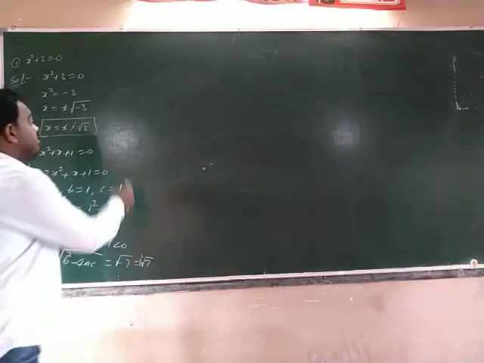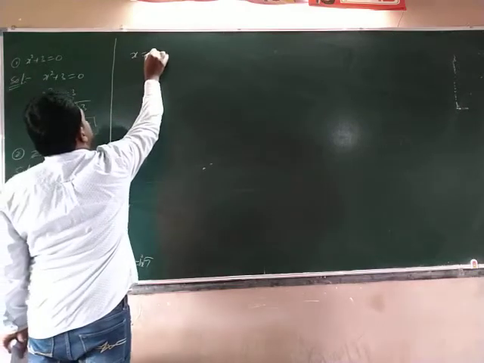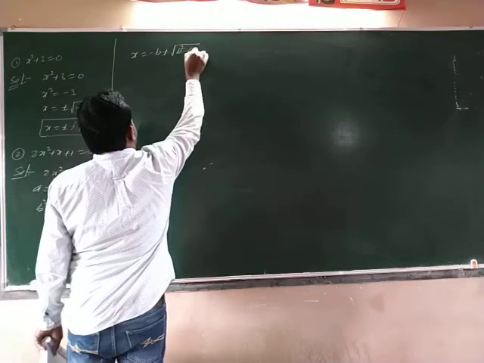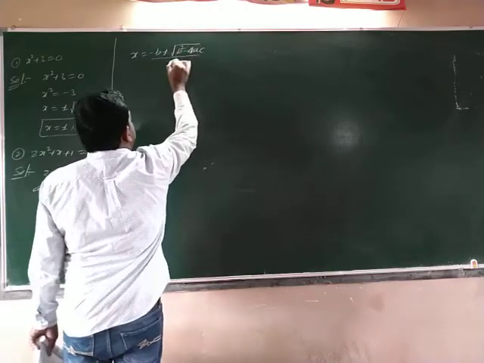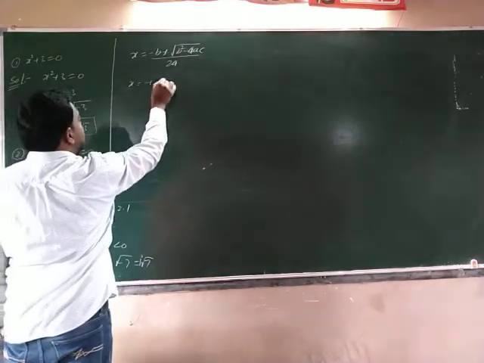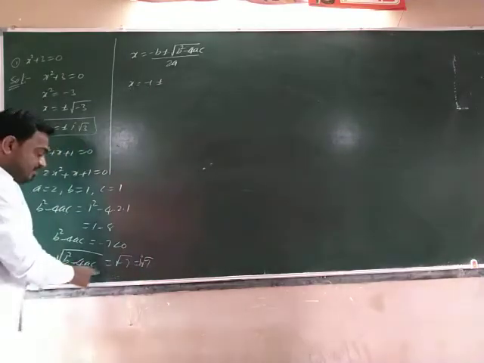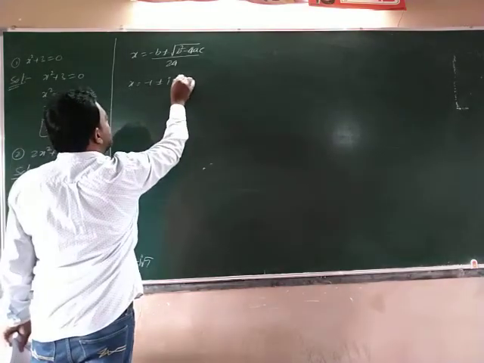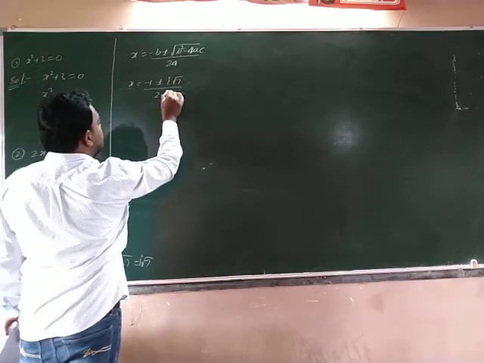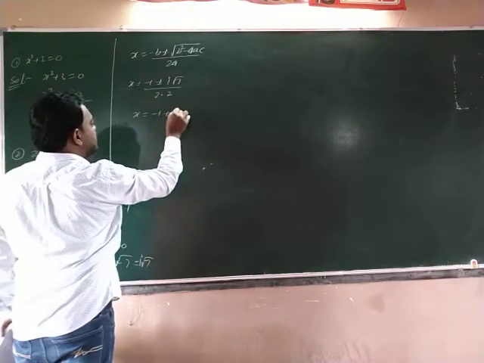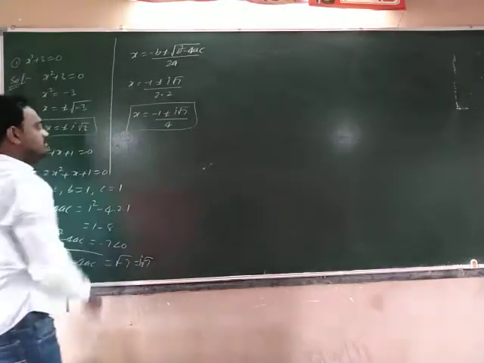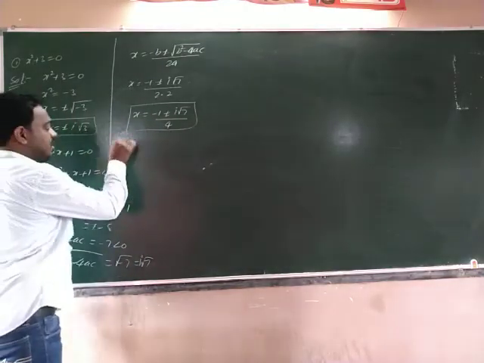Now roots: x is equal to minus b plus or minus square root of b square minus 4ac under root by 2a. That is x is equal to minus 1 plus or minus I root 7 by 2a. 2 into a value is 2. So x is equal to minus 1 plus or minus I root 7 by 2 into 2, that is 4. This is the answer.